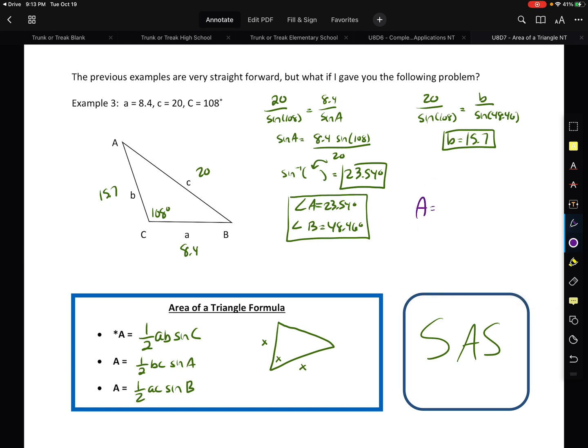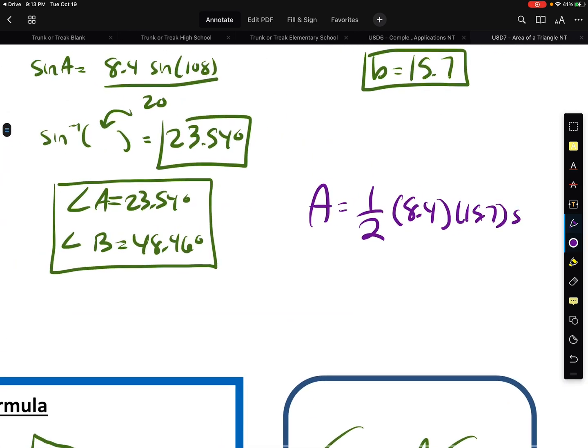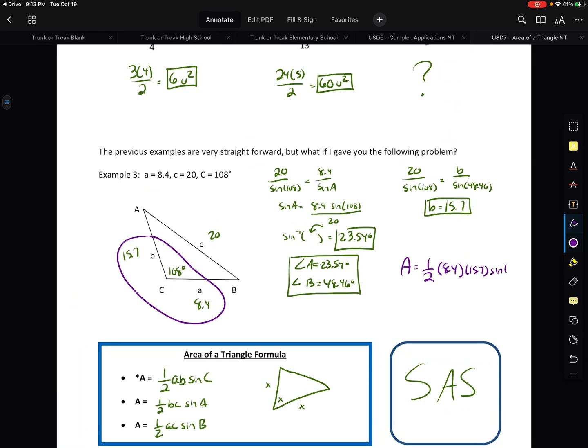All right, so if we look at this, area equals 1/2. Where's my side angle side setup? There. Two sides with the angle between. 8.4 times 15.7 times sine of 108. If we do that, 8.4 times 15.7 times 0.5 times sine 108, our area is 62.71 units squared.